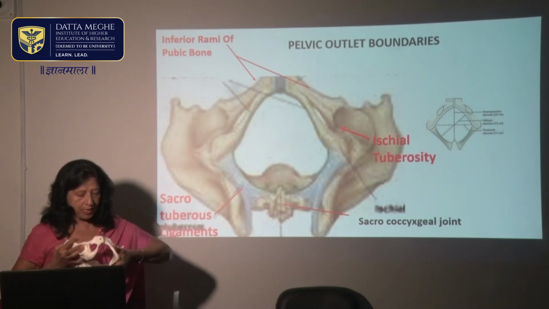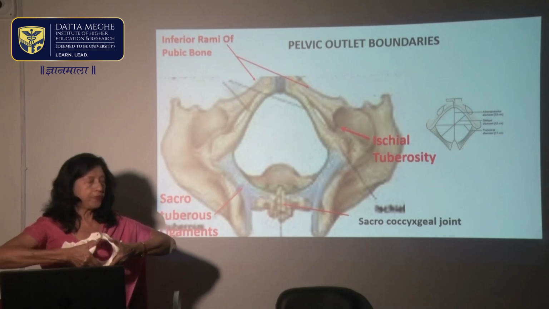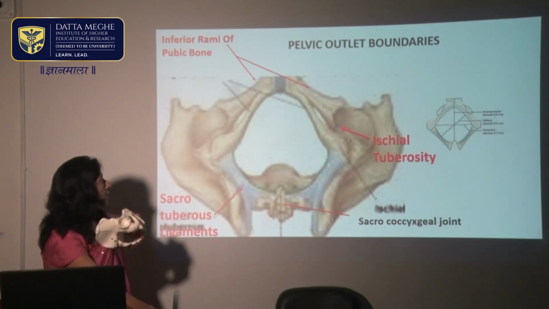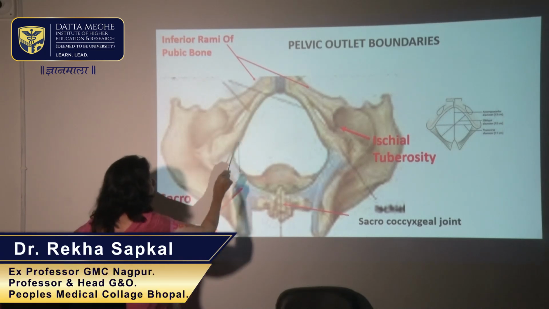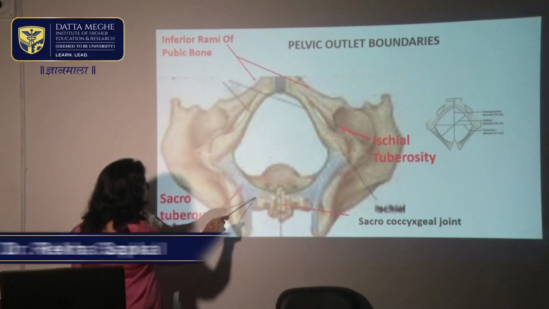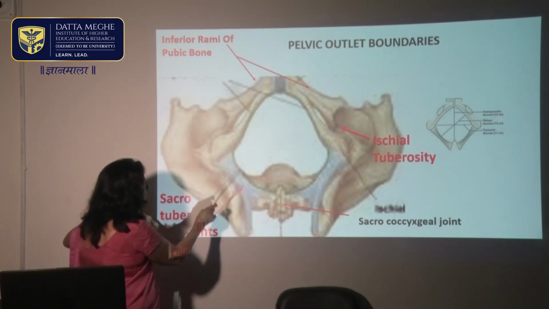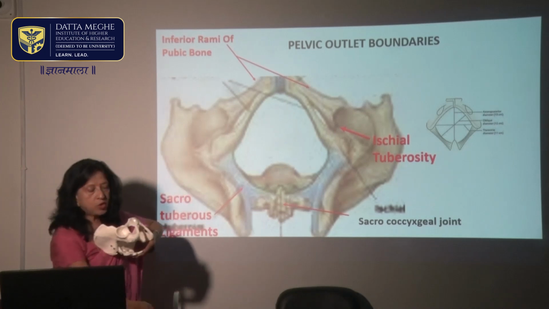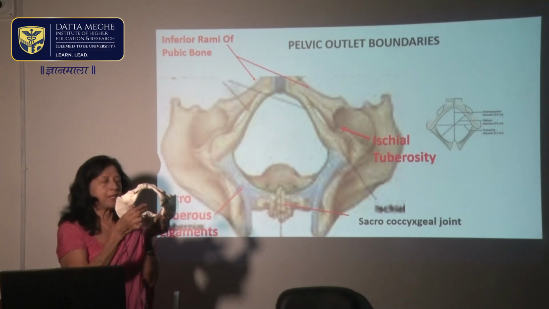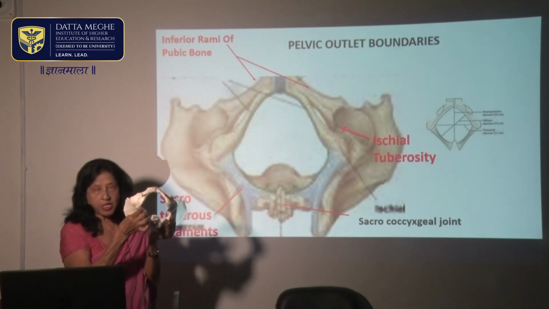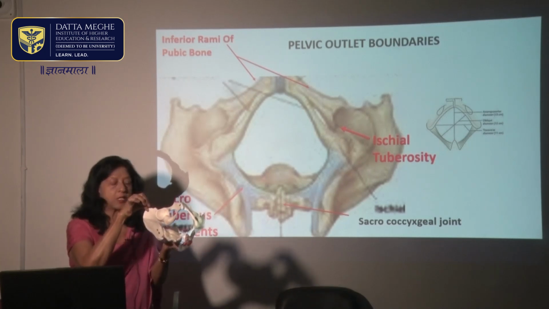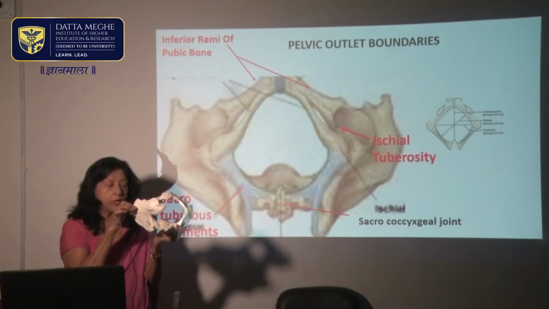Now, it is a diamond shaped area bounded by the inferior rim of the pubic bone on either side, the pubic symphysis in front, and the sacrotuberous ligament from sacrum to ischial tuberosity. These two are ischial tuberosities. These two are ischial spines. Ischial tuberosity, anterior superior iliac spine, iliac tubercle.